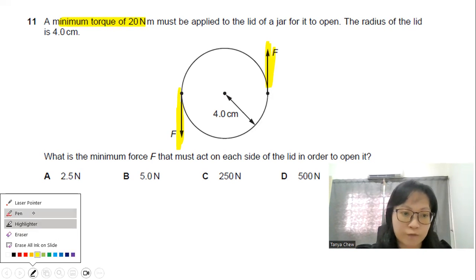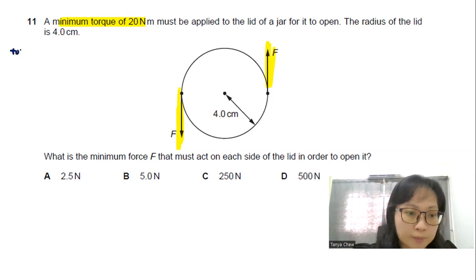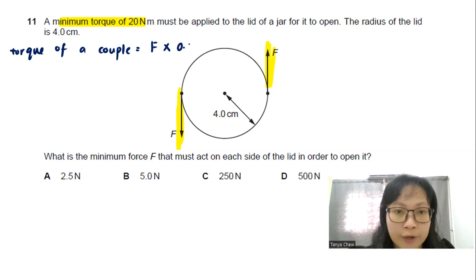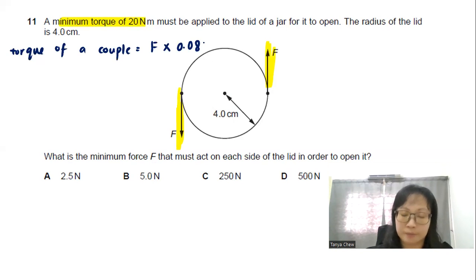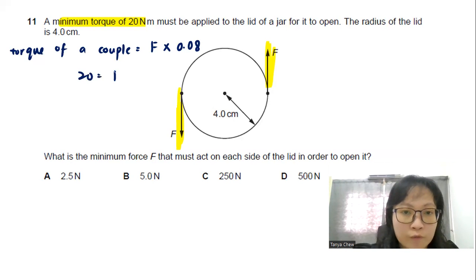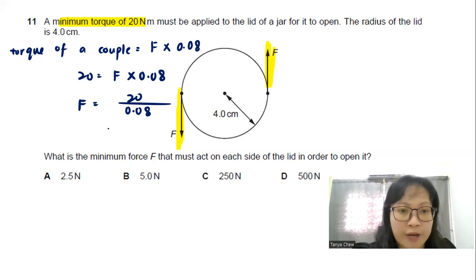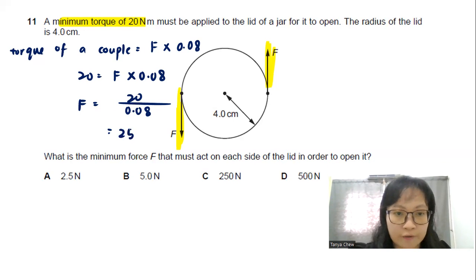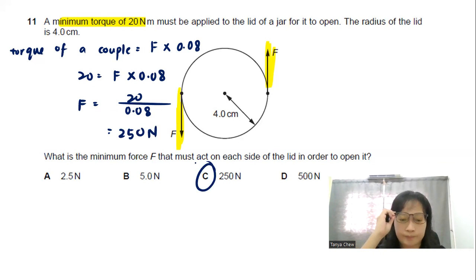I just need to find my force first. Torque of a couple is equal to the magnitude of one of the two forces times the perpendicular distance between these two forces, which is 0.08 meter. 20 is equal to force times 0.08. Force is equal to 20 divided by 0.08, and you should get 250 Newton as your answer, which is C.